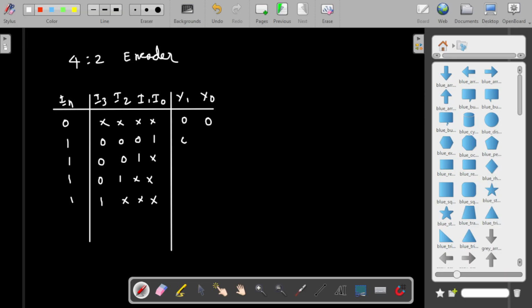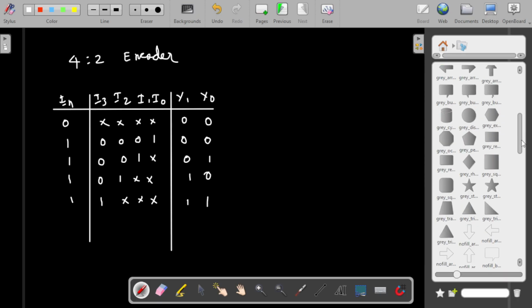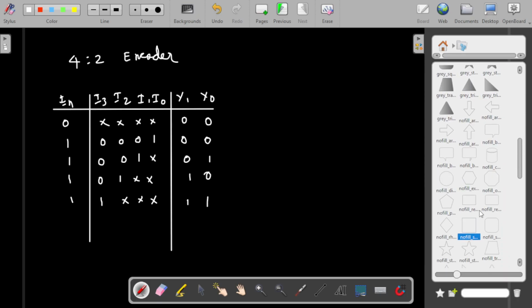Okay, so this will be 0, 1, 1, 0, 1. Sorry, this is 0. I'm again making the same mistake. The first 0, 0 is confusing. So 0, 0, 1, 1, 0, 1, 1, right? Okay. So let me draw a K-map here, so that we can solve it.